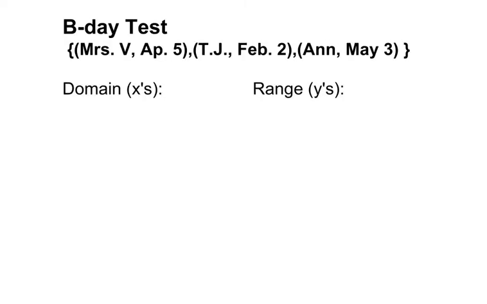Okay, so next let's talk about the birthday test. So I'm giving you a set of ordered pairs that are actually people and their birthdays. So there's me, Mrs. Valentine, on April 5th, TJ on February 2nd, Anne on May 3rd. So again, I'm going to go ahead and label each x and each y. So I'm an x, my birthday's a y. TJ's an x, his birthday's a y. Ann's an x, her birthday's a y.